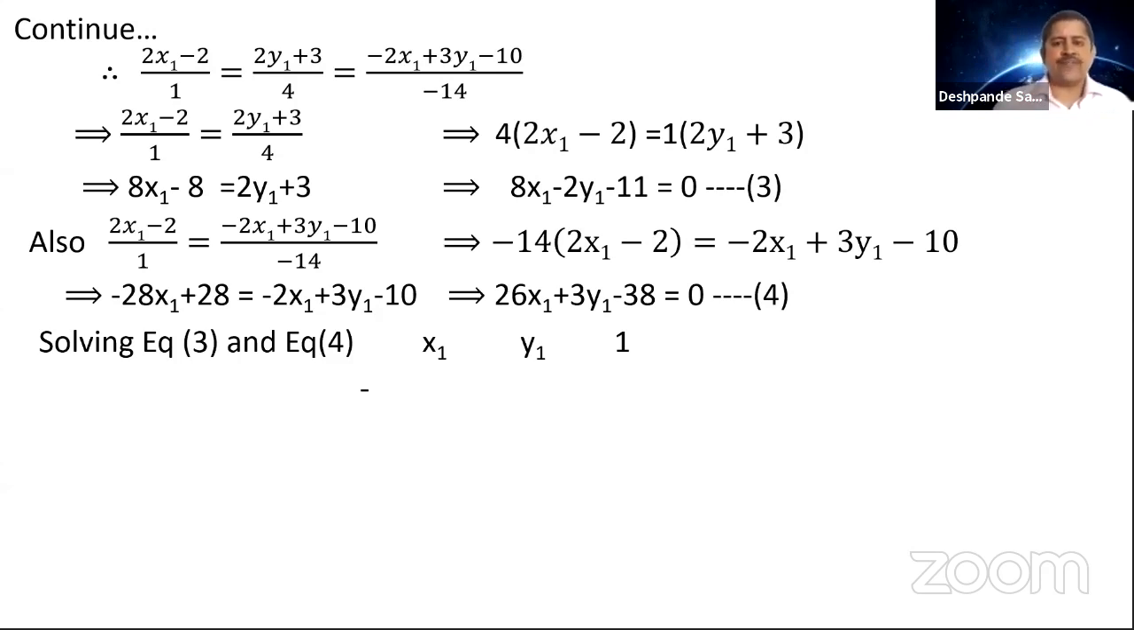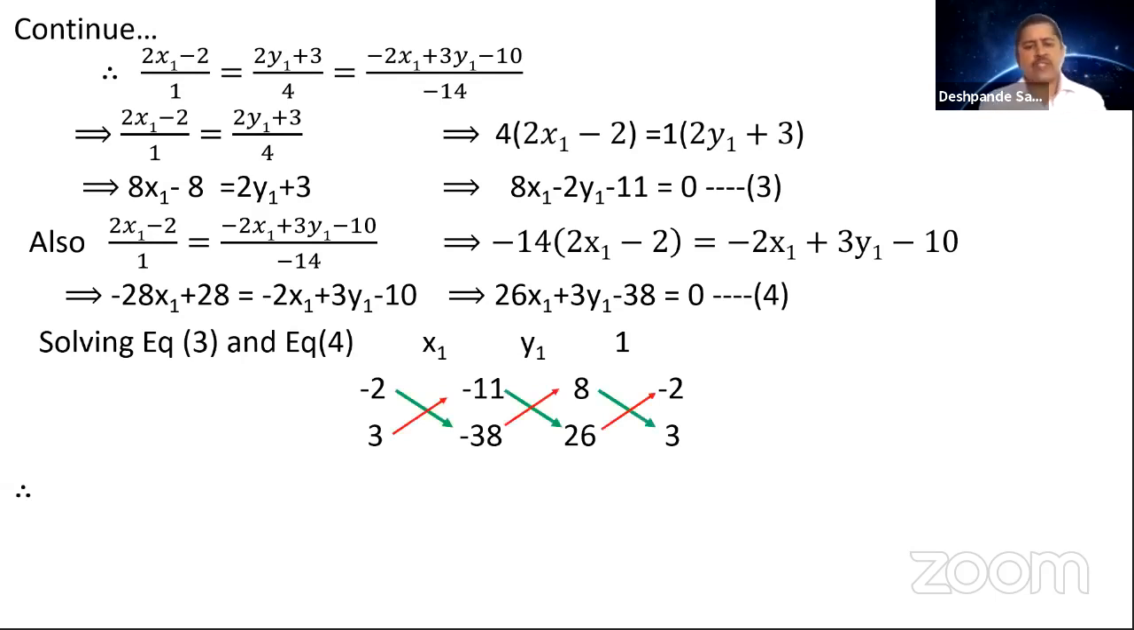So how do you solve it? First, the sequence is 2, 3, 1, 2. You have to follow the 2, 3, 1, 2 sequence. What is the 2, 3, 1, 2 sequence? Minus 2, minus 11, 8, minus 2. Likewise, 3, minus 38, 26, and 3. The next step is cross multiplication. You multiply minus 2 into minus 38, 3 into minus 11, 26 into minus 38 and 8 with a negative sign, 8 and 3, and 26 and minus 2 with a negative sign.